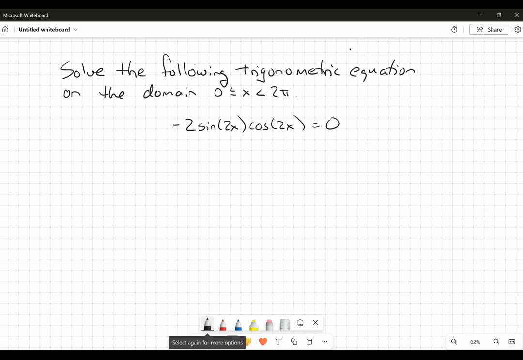What I want to notice here is that I've got a product and the answer is 0. So either the sine of 2x is equal to 0 or the cosine of 2x is equal to 0. I want to focus my attention on those. Now, this is very similar to another question that I've done. The reason why this one here is I want to show you what happens with this 2x, okay?